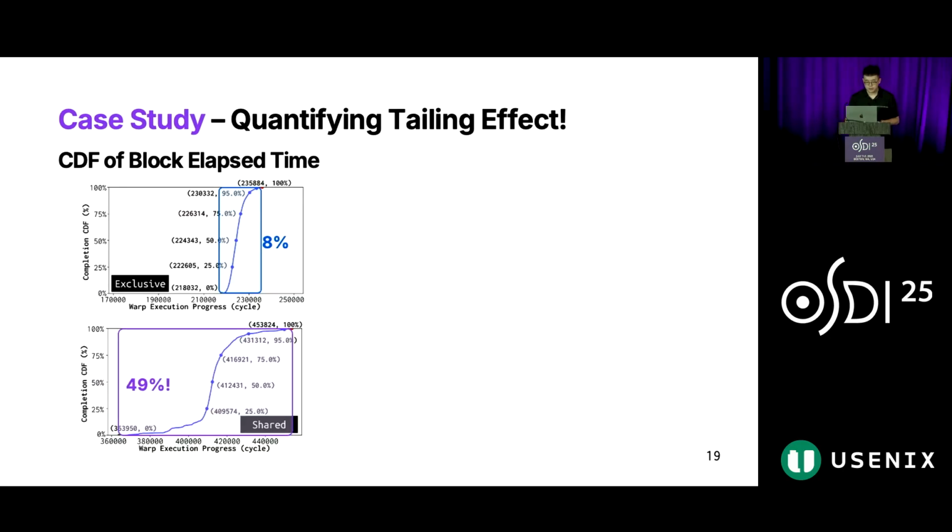With Neutrino, we can first try to quantify the tailing effect by plotting the cumulative distribution function of the block elapsed time. And we can find that the shared block has nearly 50% of the tailing effect. This is unknown before. And this is not the end. With Neutrino, we can do more.